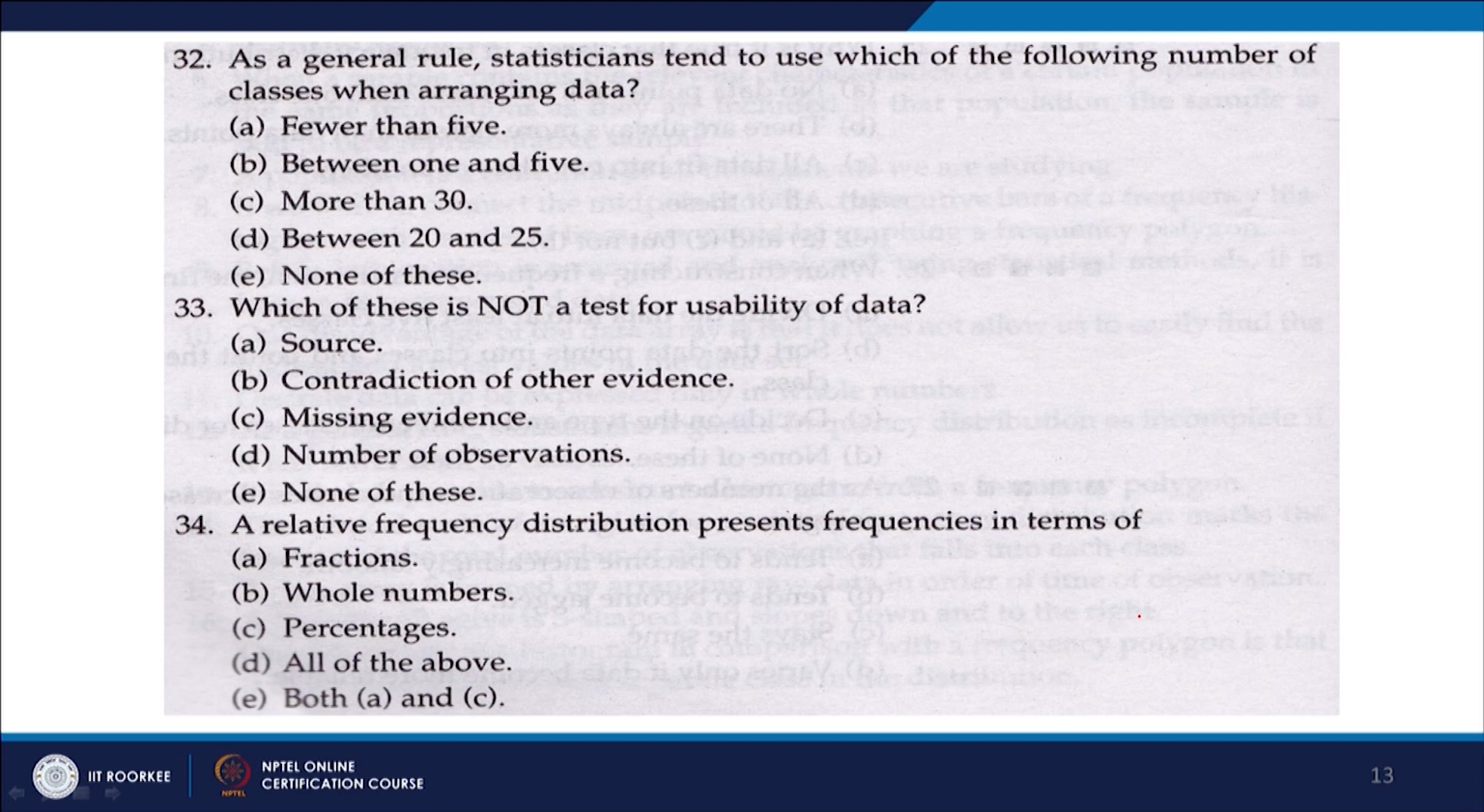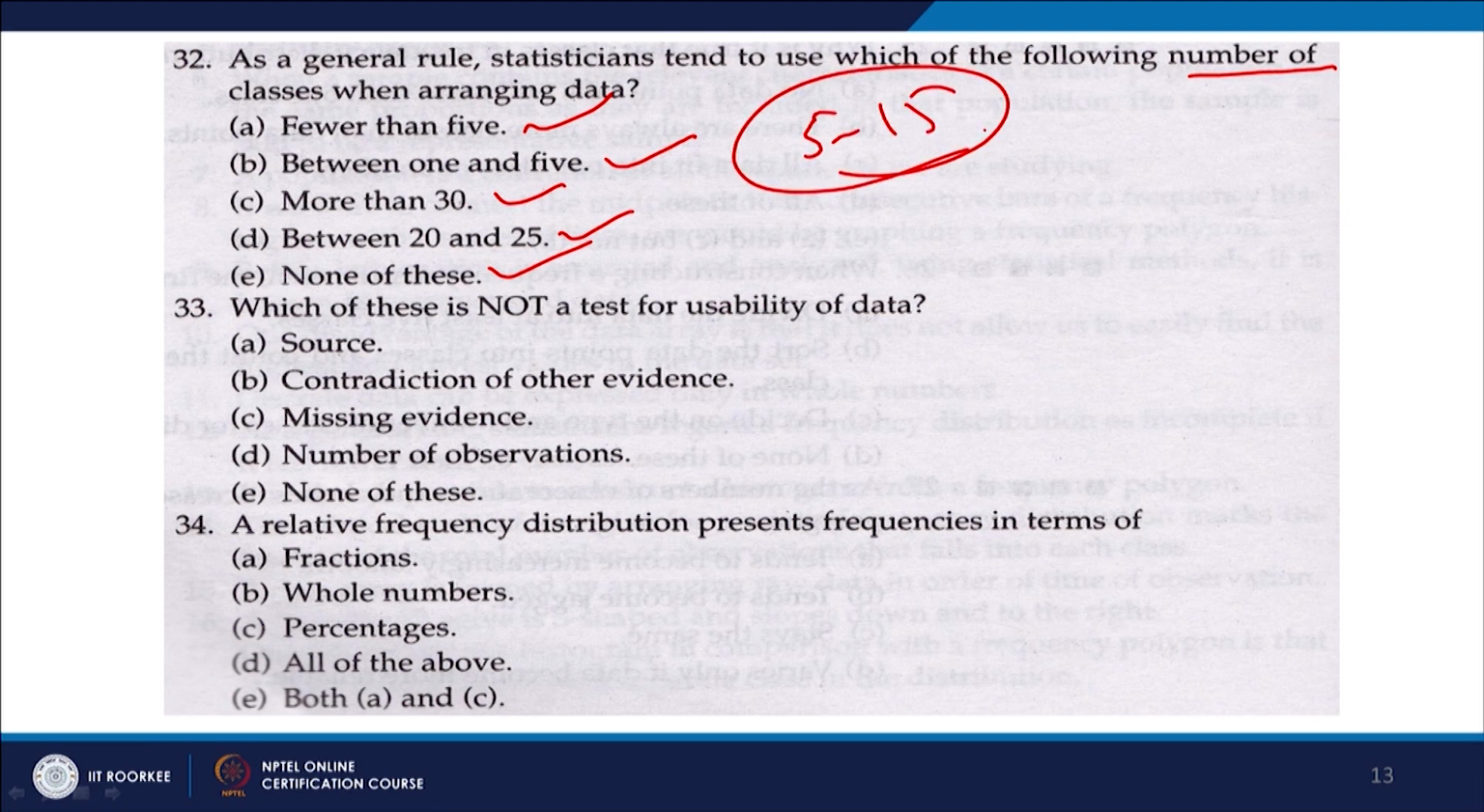As a general rule, statisticians tend to use which of the following number of classes when arranging data? Fewer than 5, between 1 and 5, more than 30, between 20 and 20, none of these. So, what is this? None of these, right, because it is generally 5 to 15, right.